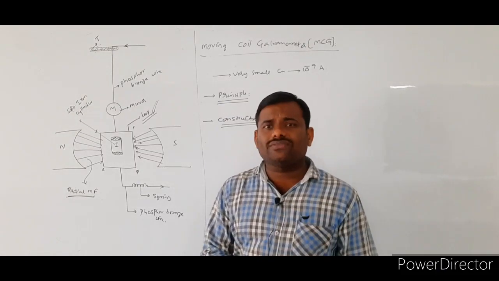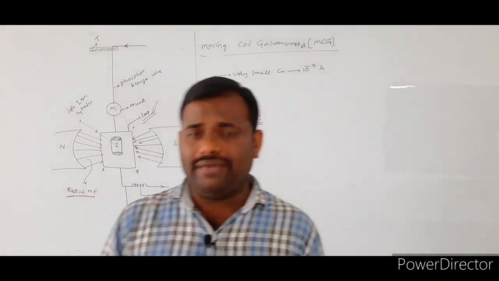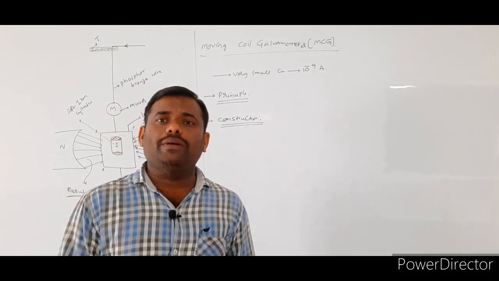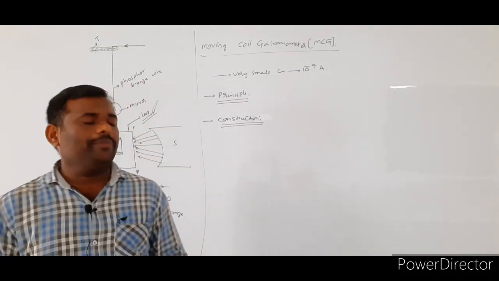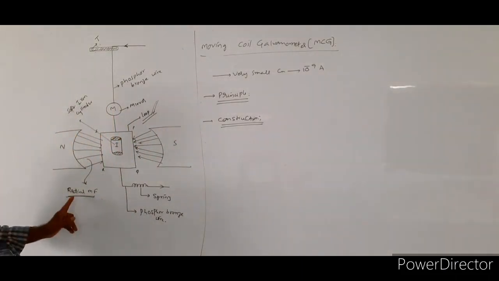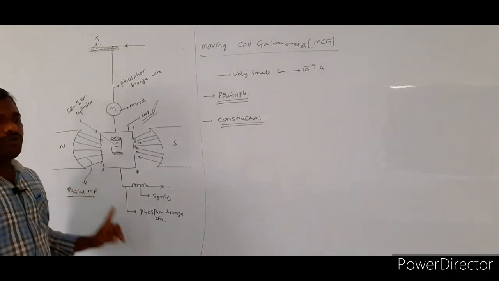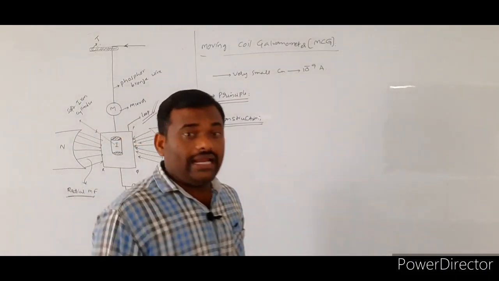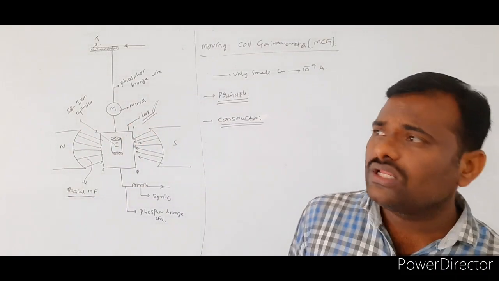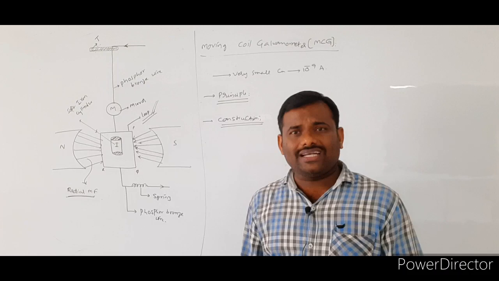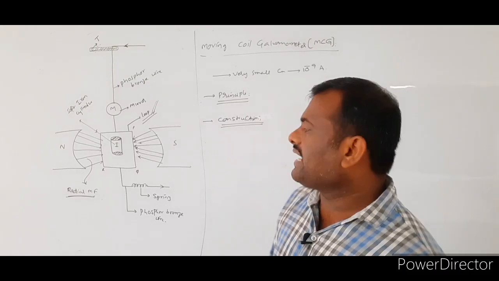Then what is the use of the concave shaped magnets? These concave shaped magnets are producing the radial magnetic field. These concave shaped magnets are producing which type of magnetic field? Radial magnetic field. So what is the need of the radial magnetic field?